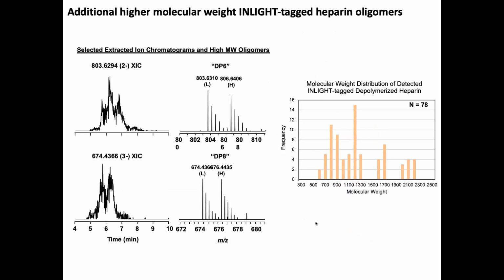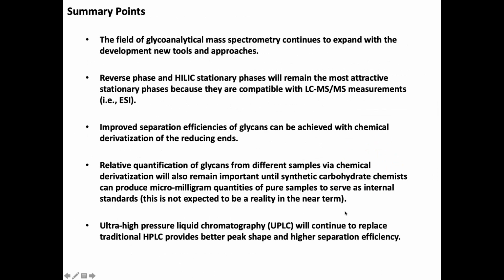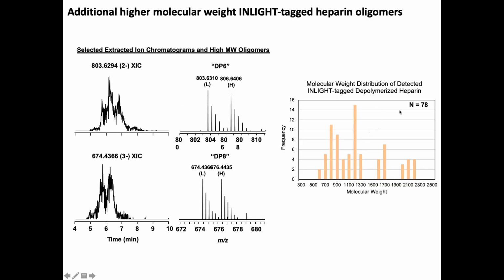So we saw some things that were DP6s, DP4s, and some DP8s. This guy is showing you a DP6, and this is a DP8. This is kind of giving you a molecular weight distribution of some of the things that we saw. We saw about 78 different things that we think are unique. So again, it's all manual interpretation. This is why carbohydrate analysis and mass spec is such a ripe area to be focused on.